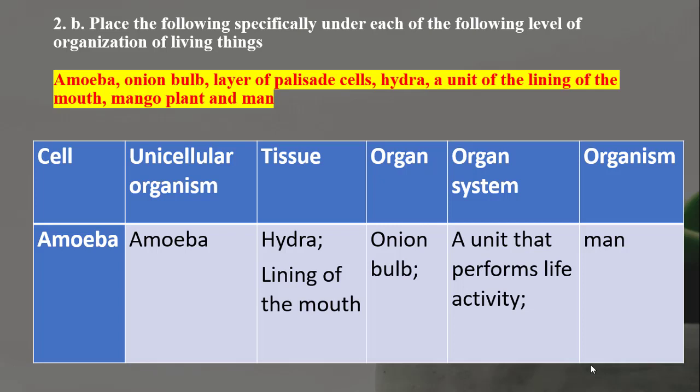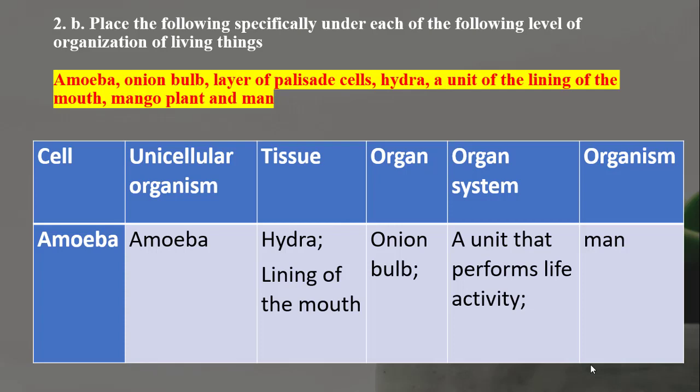Then for tissues, we have hydra, and the lining of the mouth. Under organ, you place onion bulb, and for organ system, we have a unit that performs life activity. For organism, we have man. That's how you're supposed to go about it, and each one is worth 1 mark. So we have about 7 marks here for question 2B.